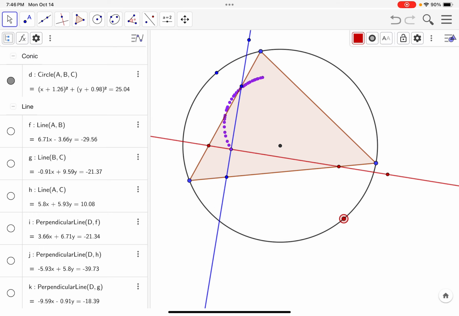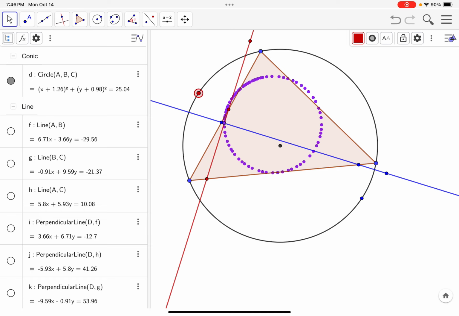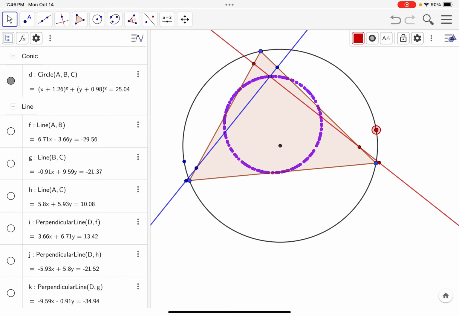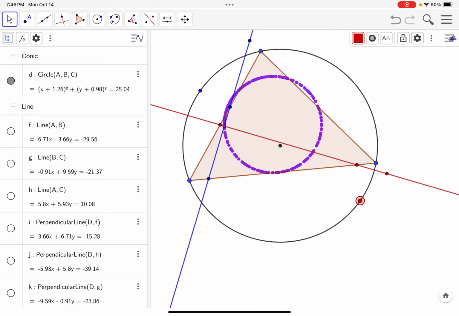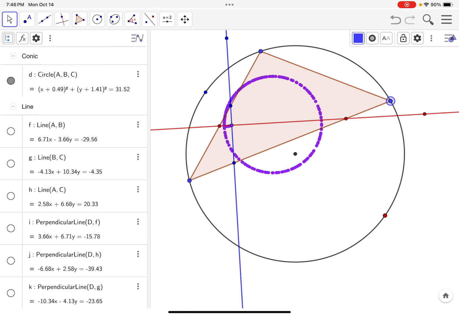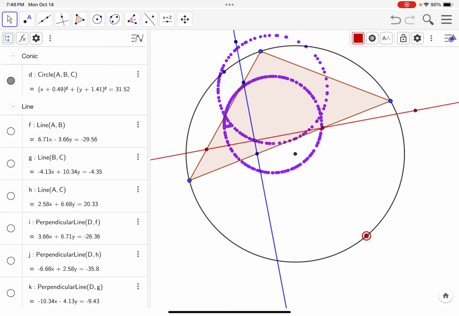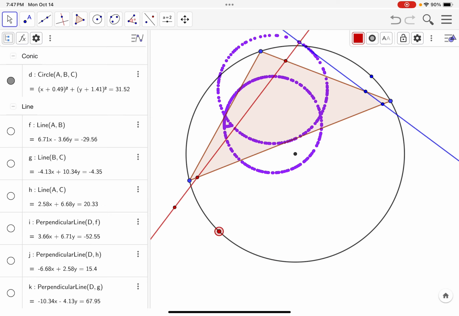Now the purple point will be traced in its path wherever I move. Now it gets a little bit messy because, for example, right now what I could do is adjust the triangle and then the purple point will do something different, but it still seems to be a circle, right? You getting the idea here?